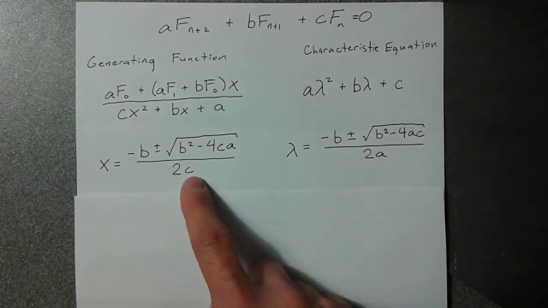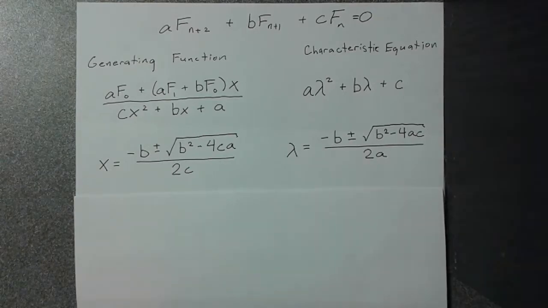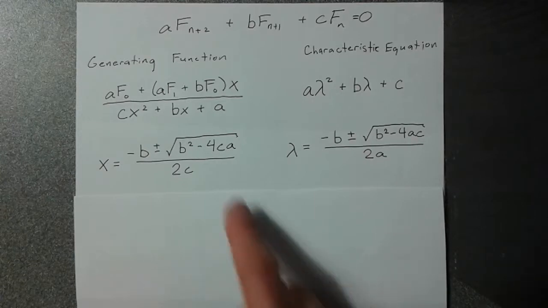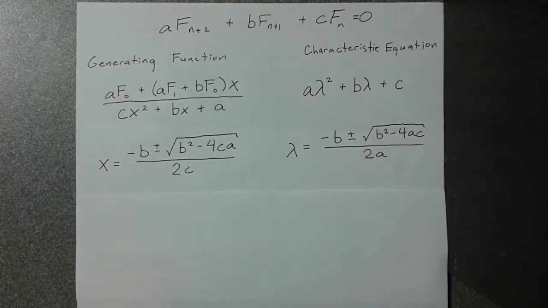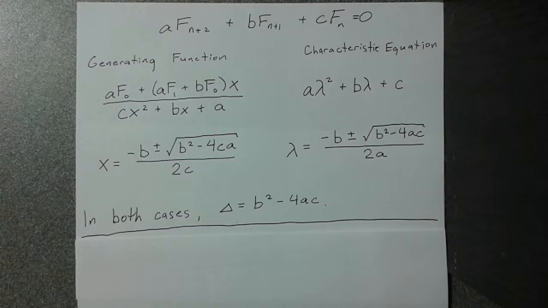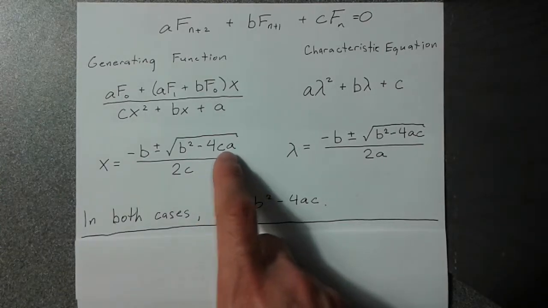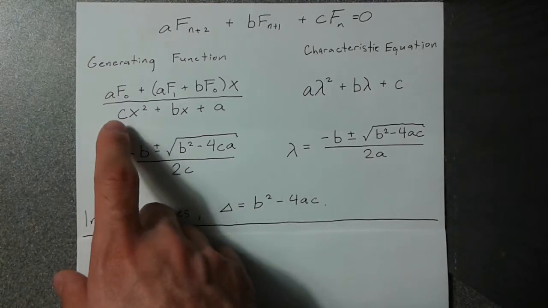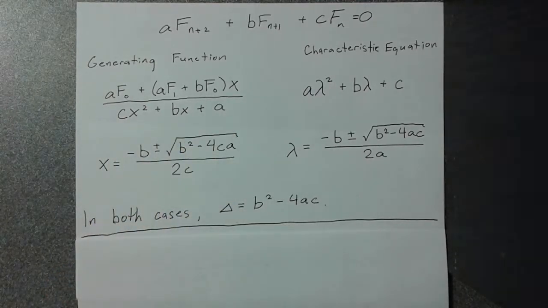The denominator here has 2c, over here it has 2a. But the important thing is the discriminant, the part under the root here, and you'll notice that in both cases it's exactly the same. Here I wrote 4ca just to point out that in this case the first coefficient is c and the last one's a. But they're the same thing, and the important thing about that is that when the discriminant is equal to 0, that's when you have a repeated root, because you're doing plus or minus 0, so you get a multiplicity there.